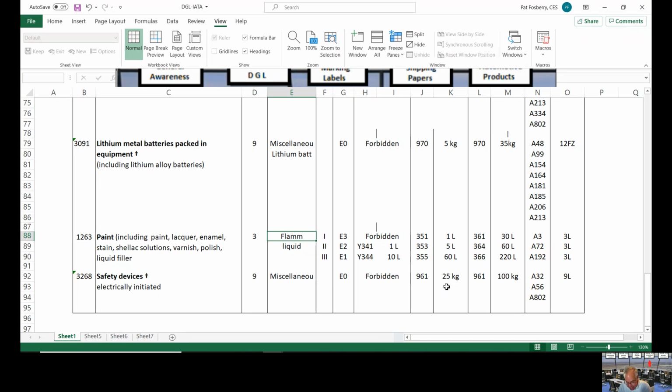The packages must be designed and constructed to prevent movement of the articles and inadvertent operation during normal conditions of transport. Okay, I mentioned it before.